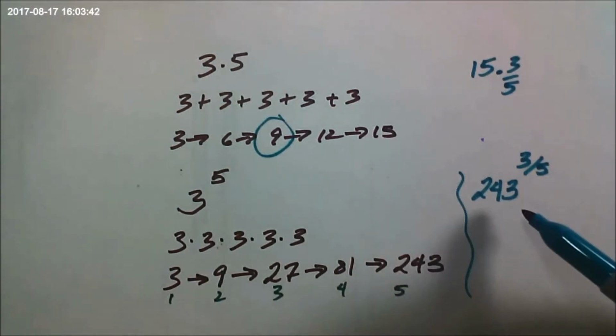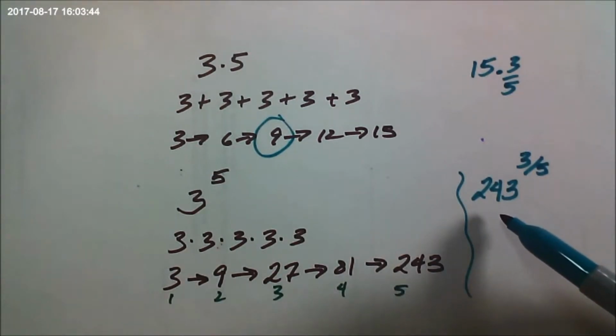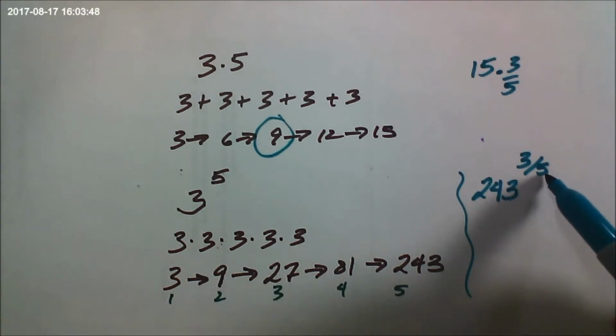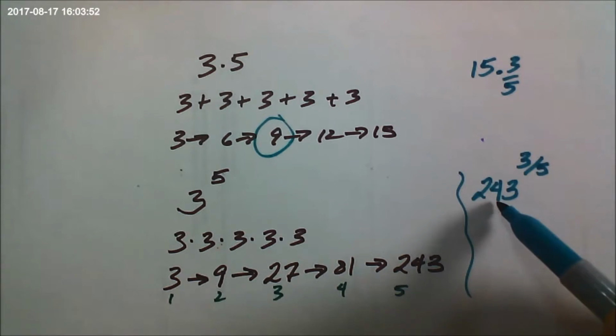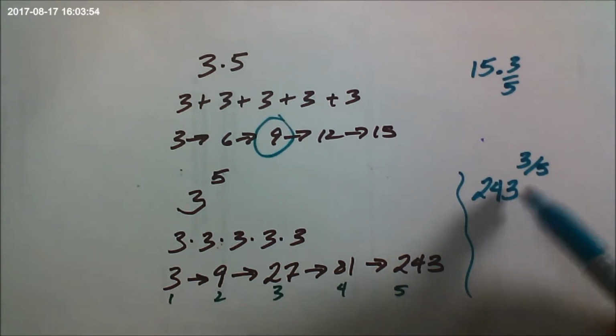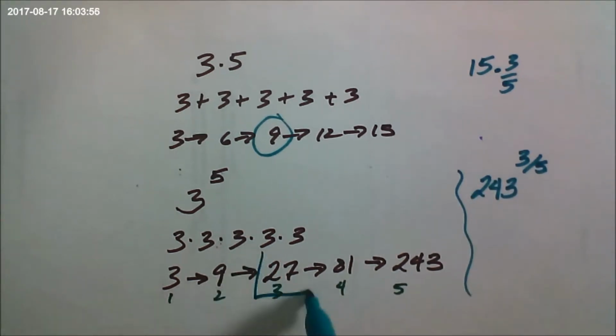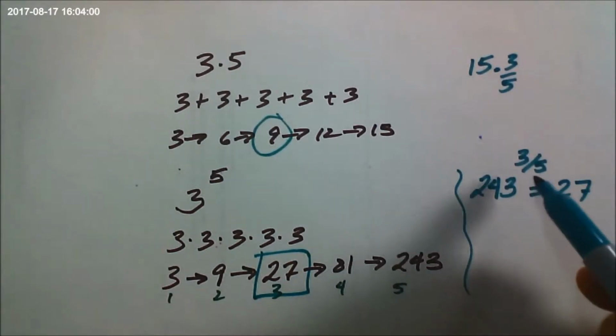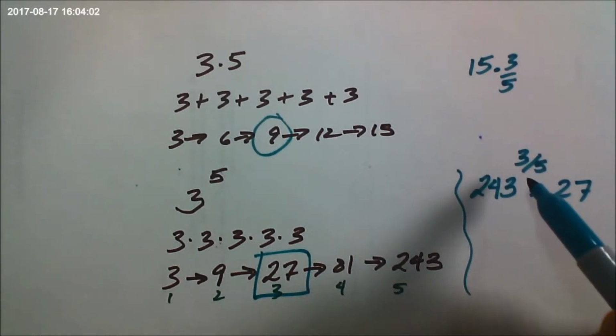Well, this is the same thing, except instead of adding, it's multiplying. This 5 says what number times itself 5 times equals 243. Well, that's 3, right? And we're looking for the third step, so it's 27. That's how it works. That's what that means. That's how that ties in to this.